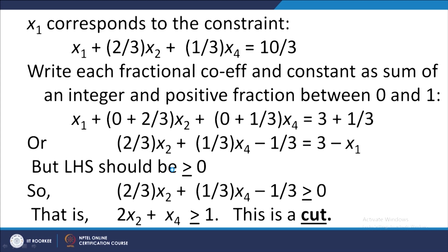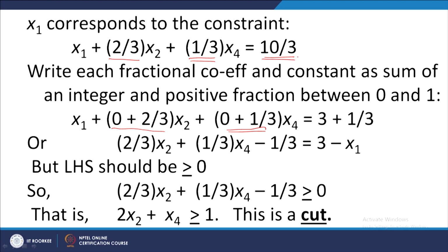That is, for example, 2 by 3. This 2 by 3 we can break into the integer part and the non-integer part. Since it is already less than 1, we have broken it into 0 plus 2 by 3. Suppose it was more than 1, then you separate out the integer part and the non-integral part, both separately. So you have x1 plus 0 plus 2 by 3 x2, and similarly 1 by 3 is broken into 0 plus 1 by 3, and the same thing has to be done for the right hand side constant.